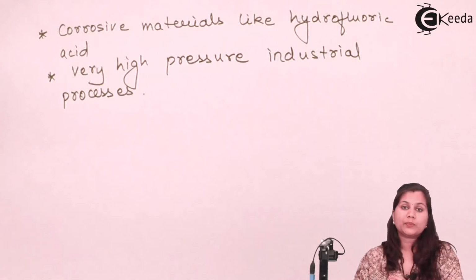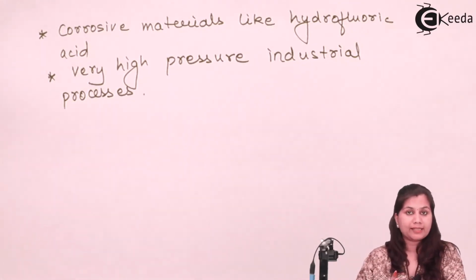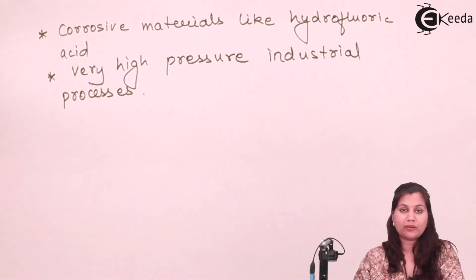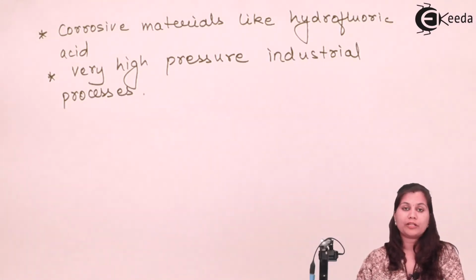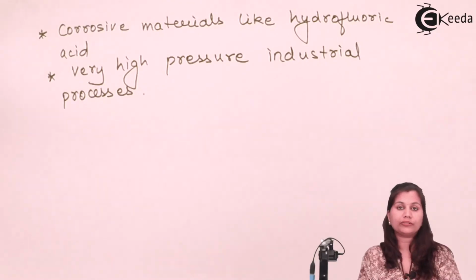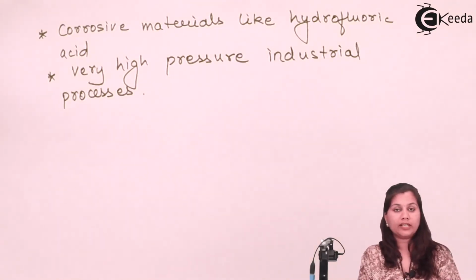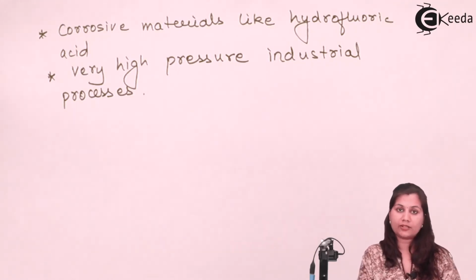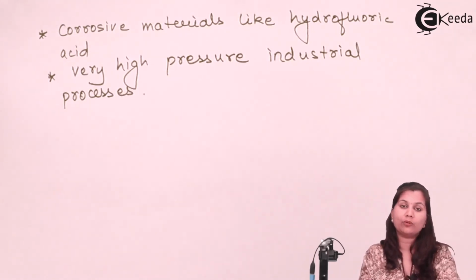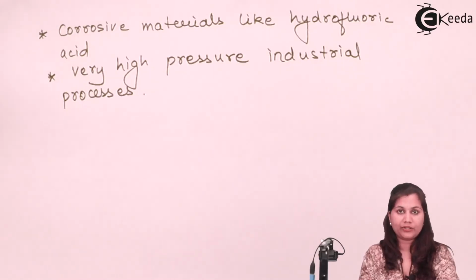Okay, so in this video we studied about the capacitance type of level measurement, where we studied the capacitance level sensors which measure the level of the liquid by measuring the change in the capacitance. We studied its principle of working, its construction, its applications, advantages and disadvantages.